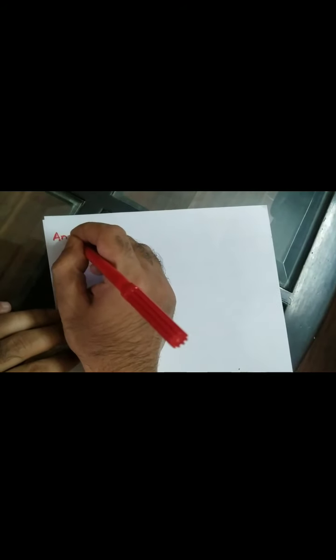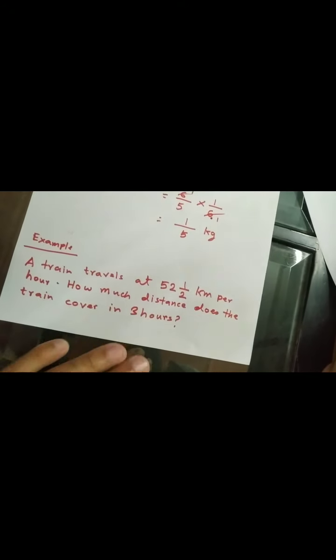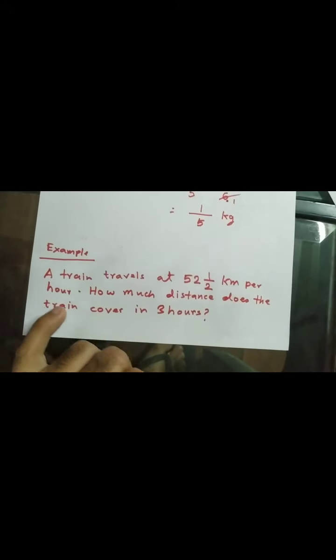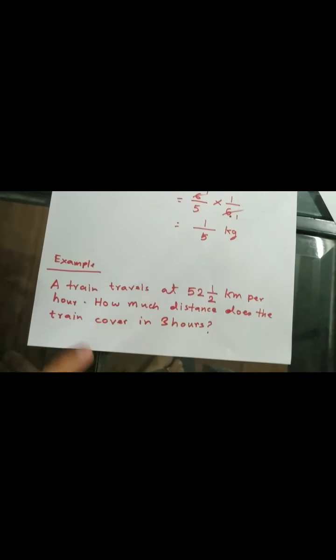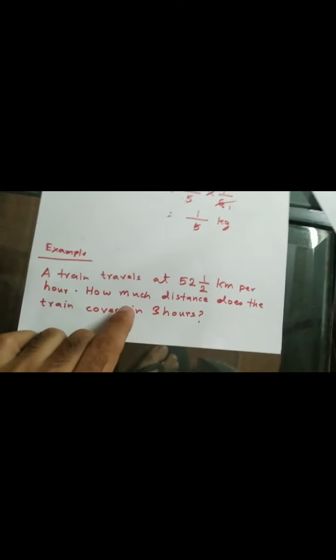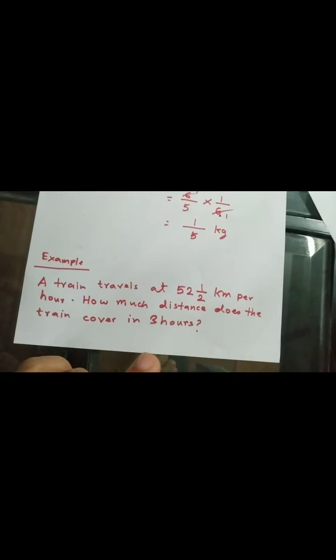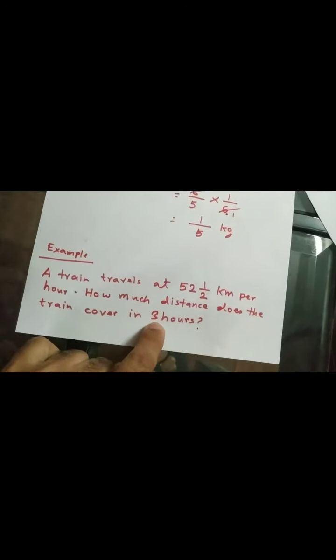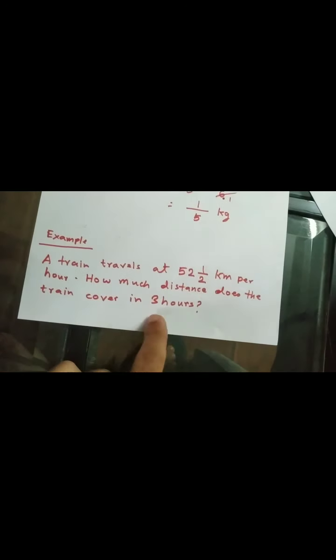Answer. In order to solve this problem, at first we must understand how much does the train travel per hour, or every hour, or in 1 hour how much does it travel? Well, it is given 52.5. And what distance we are supposed to find? The distance it travels in 3 hours, which means I have to multiply this number by this number, and in that way I can reach the answer. So let's do that.